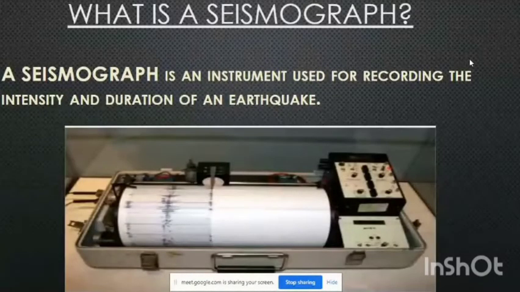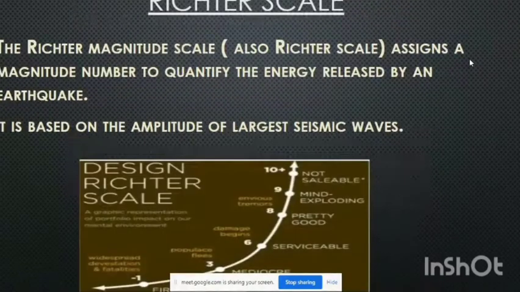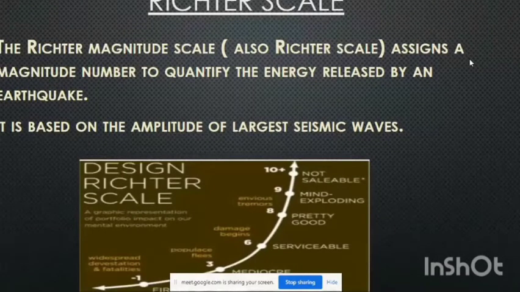What is a seismograph? A seismograph is an instrument used for recording the intensity and duration of an earthquake. Richter scale. The Richter magnitude scale, also known as the Richter scale, assigns a magnitude number to quantify the energy released by an earthquake. It is based on the amplitude of the largest seismic waves.